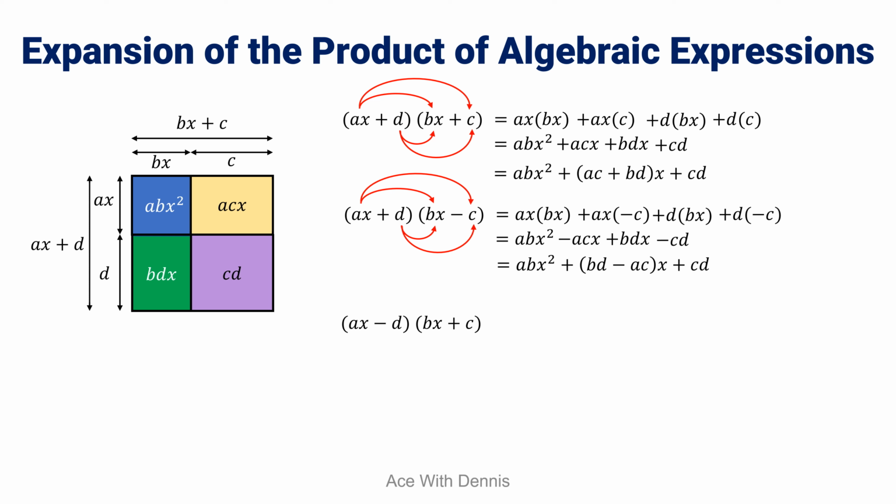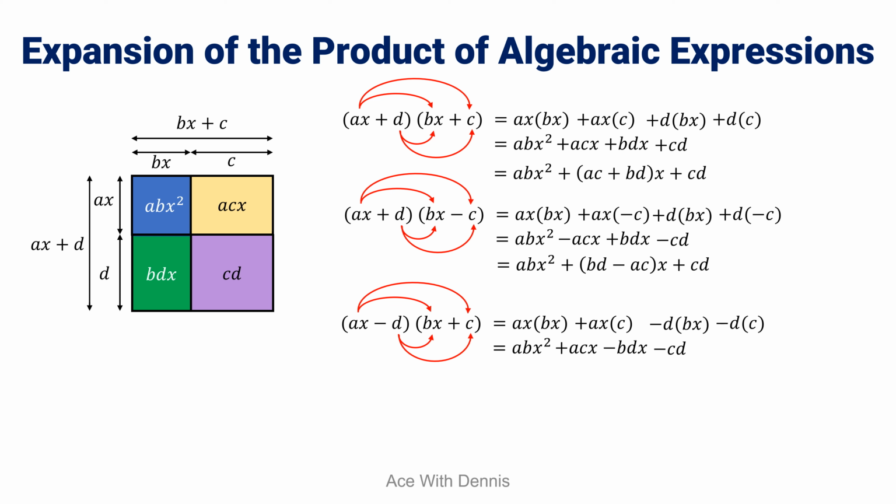So the next example, ax minus d times bx plus c. Expand, we have ax times bx, ax times c, negative d times bx, and negative d times c. Simplify, we have abx squared plus acx minus bdx minus cd. Group the like terms together, we have abx squared plus bracket ac minus bd x minus cd.